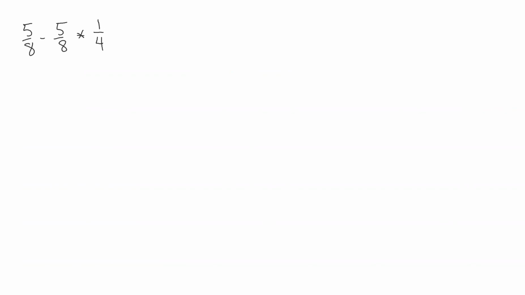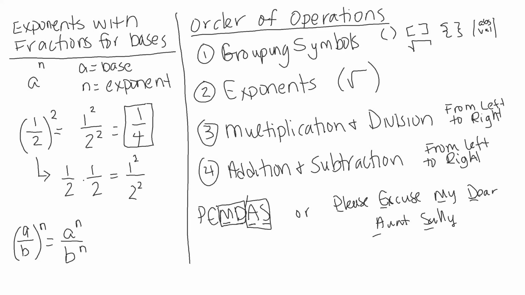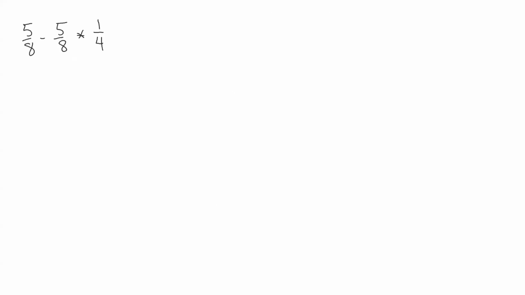So at first I glanced at this and I was like, oh, 5/8 minus 5/8 is 0. 0 times 1/4 is 0. But that's not true, because what did I do? I didn't follow my order of operations. I have to do the multiplication before I can do the subtraction. All right. So we have to multiply first. So we've got to take care of this first, and then we'll do the subtraction.